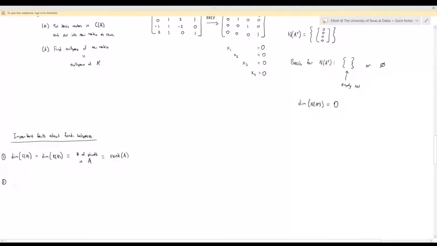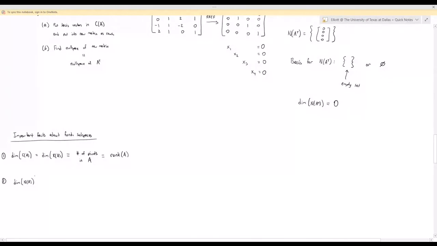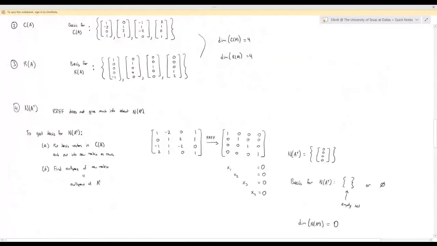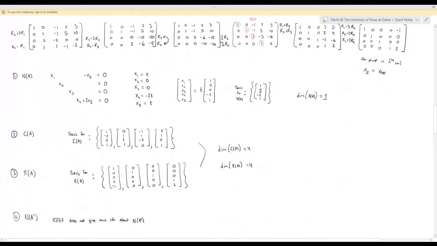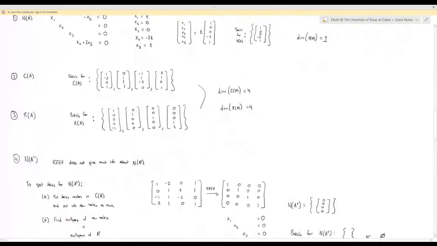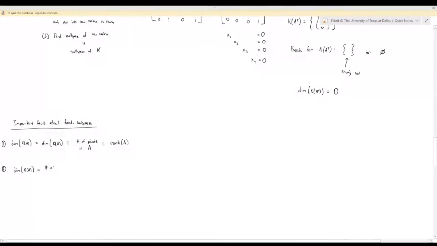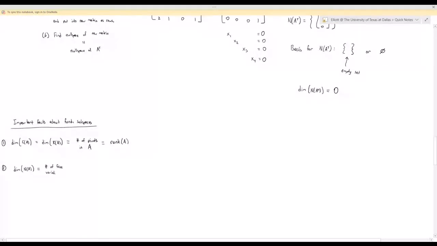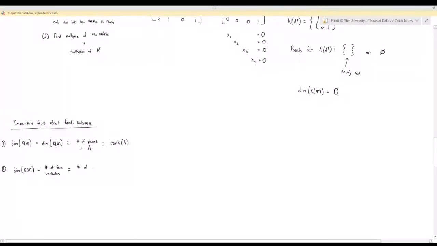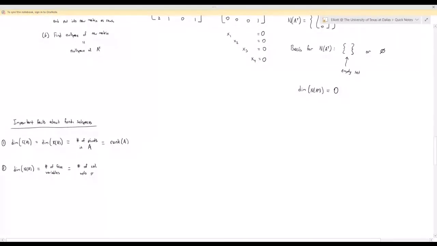Regarding the null space, if we go back to the example that we just did, here we ended up with one vector in the basis for the null space, and that's why the dimension was equal to 1. Now you have one vector in the basis because you had one free variable. So in general, the dimension of the null space will equal the number of free variables that you have. And remember that you get one free variable for each column without a pivot. So you can also say the dimension of the null space is the number of columns without a pivot. Okay.